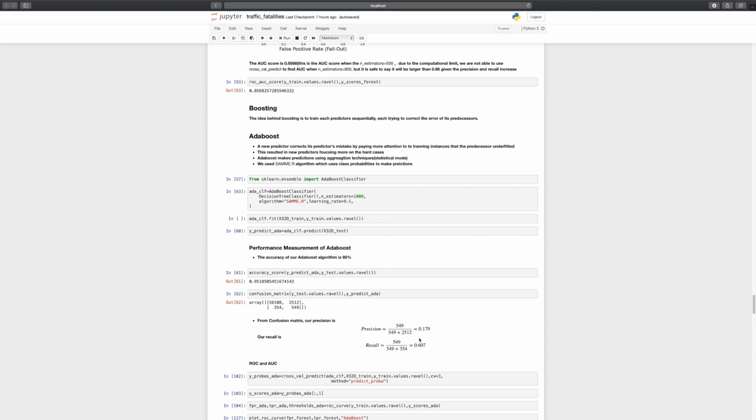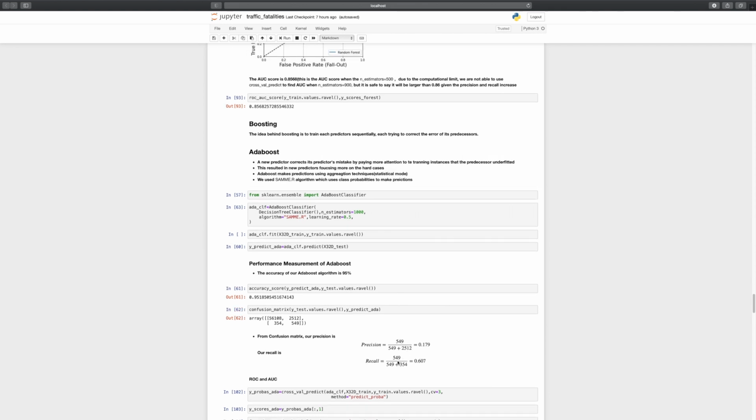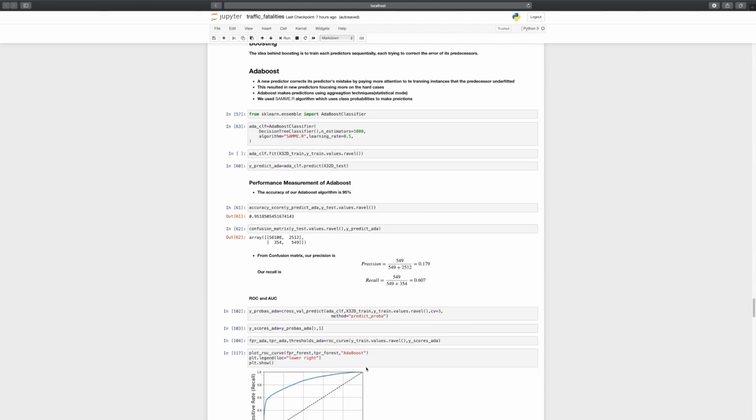The precision is actually worse compared with our random forest as well as the bagging. But our recall starts to get better, around 0.6. So this is the best recall we have so far. Let's see our confusion matrix. We can see that out of approximately 900 cases, about 550 of them are predicted correctly. So the recall is indeed pretty impressive.